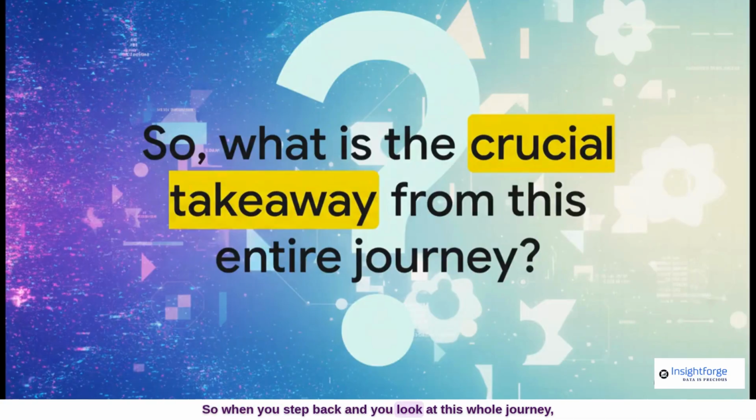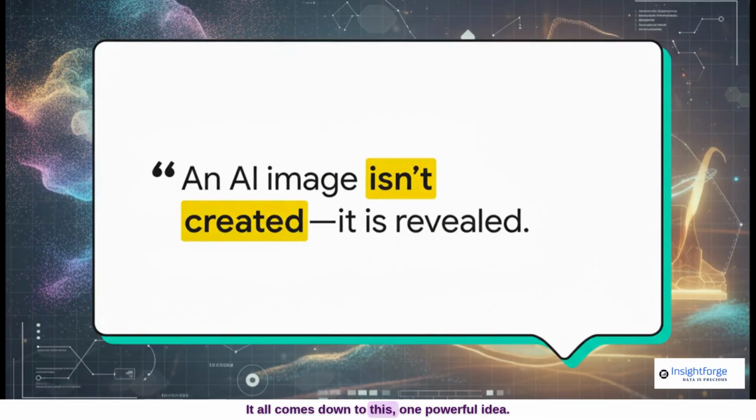So when you step back and you look at this whole journey from a sea of random static all the way to a polished piece of art, what's the big takeaway? What does it all really mean? It all comes down to this one powerful idea. An AI image isn't being painted or drawn from scratch. It's not being created in the way we usually think about it.